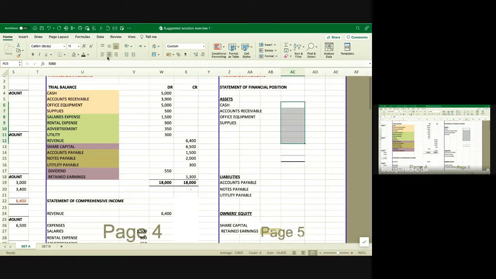Okay, you plug in the figure. You have 5,000, 3,009, 5,500. And then your accounts payable, so you have the 1,005. So plug in the figure. 1,005, 2,000, and 300. Okay, plug in the figure.